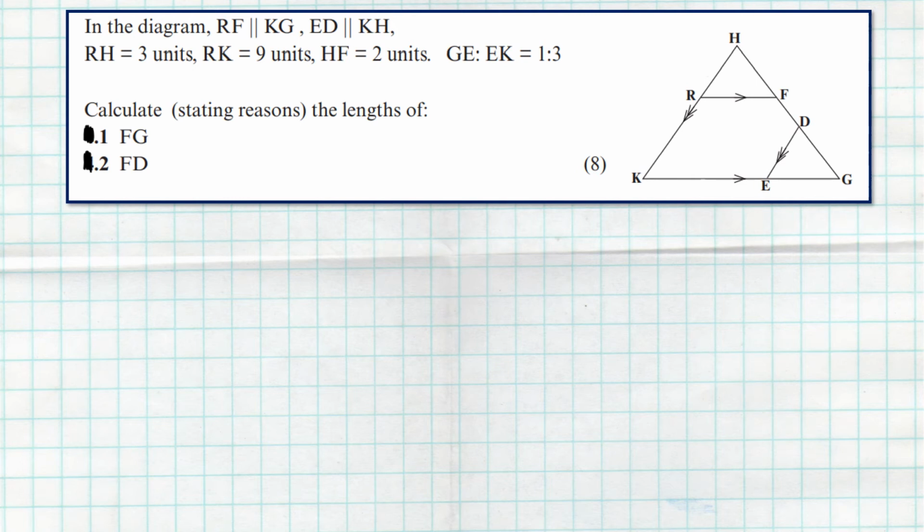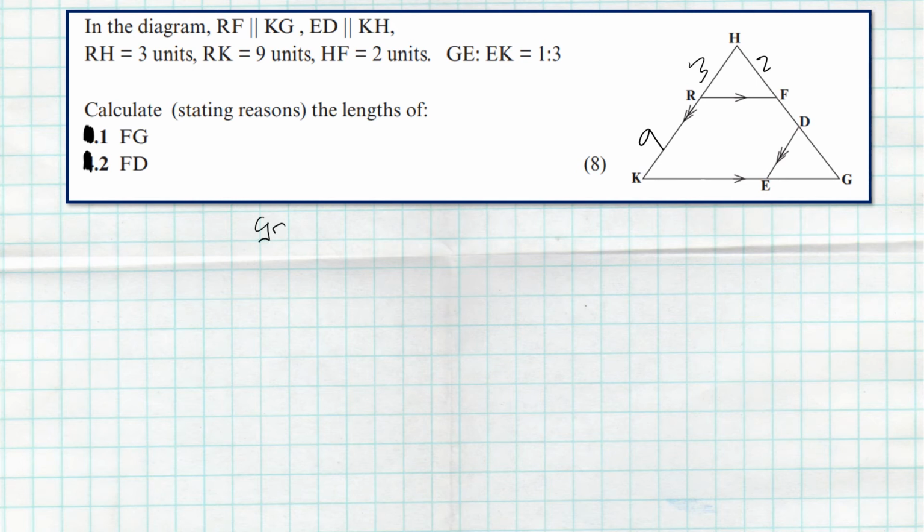We are given that RH is equal to 3 units. Here you don't have to write it like 3x, as in multiplying with a variable, because they just give you the actual length. It's not a ratio, right? So for RH, I'm just going to write 3, because that length is 3 units. RK is 9 units, so I'm just going to write 9. HF is 2 units, so I'm just going to write 2.